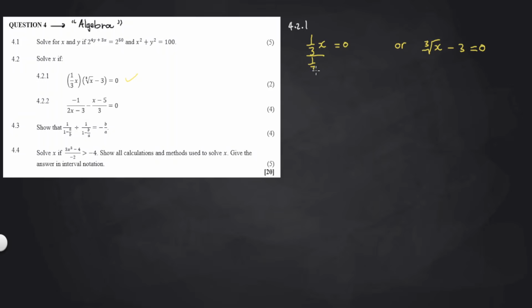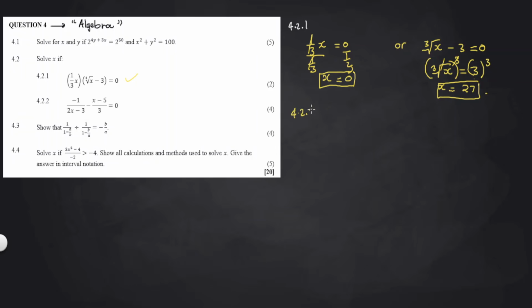Divide on 1 over 3, divide on 1 over 3, cancel. X is equal to just 0. This is the first solution. And then one third the root of x equal to 3. Then you cube, raise everything by a cube. Then you cancel out that, x equal to 3 raised to exponent 3. That's 27. This is my answer for 4.2.1.